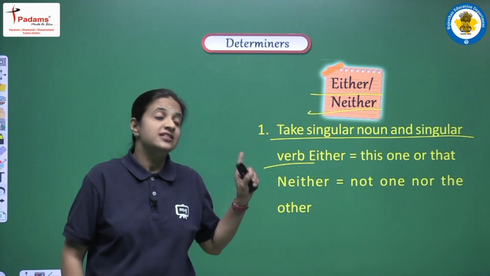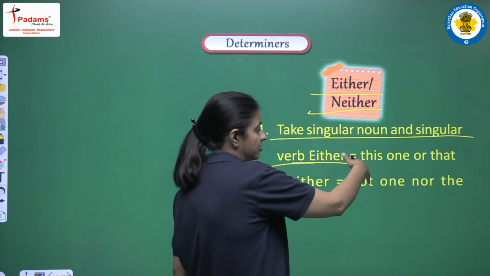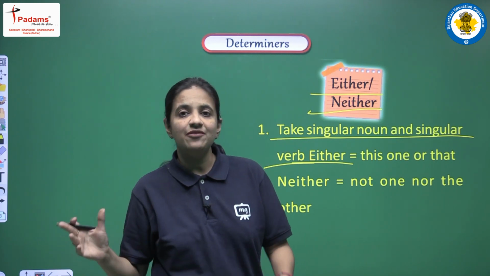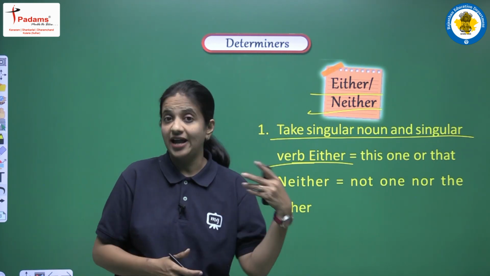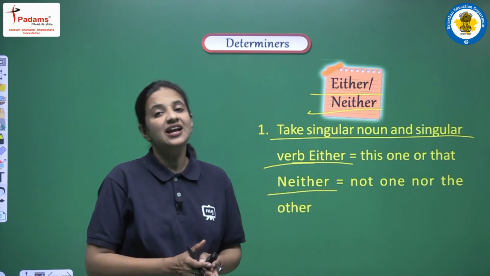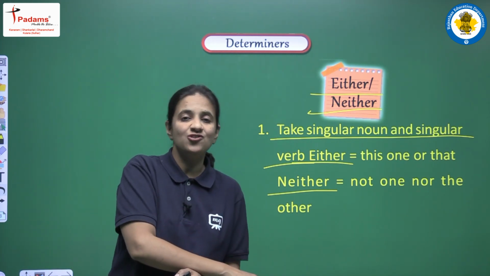This is one thing. Second, what is the difference between either and neither? Either means this one or that one, so it has a positive sense. We have two options, and we can say choose this one or that one. And if we have neither, this has a negative meaning, and this means this option is not there, and that one is also not there.